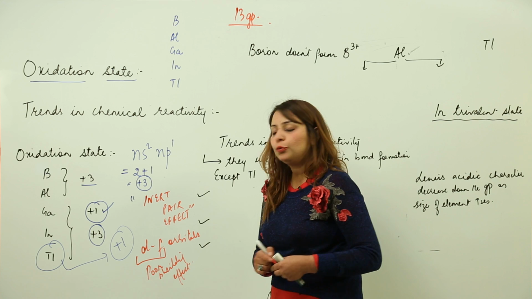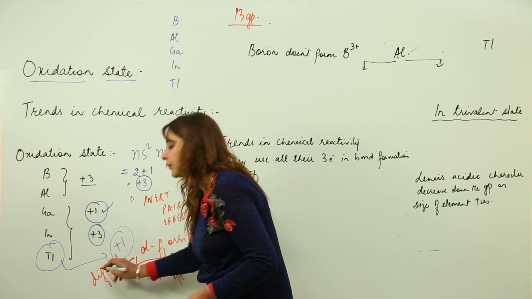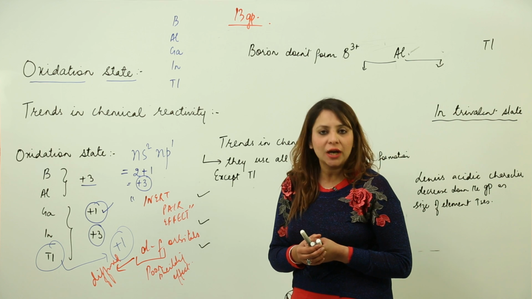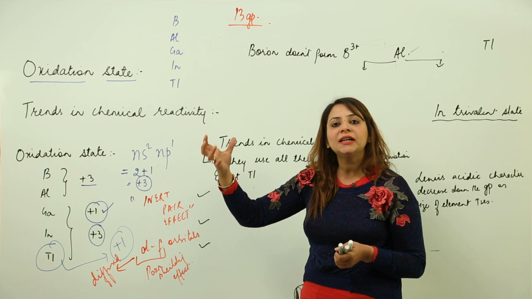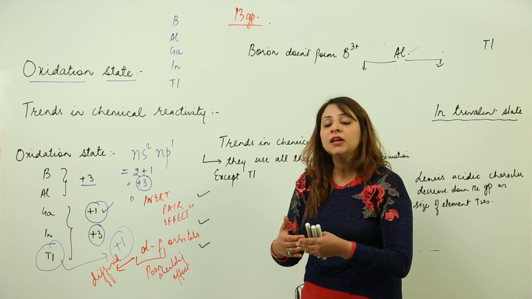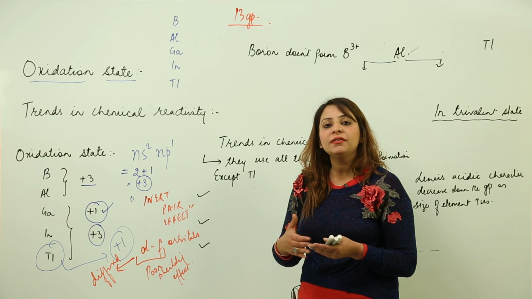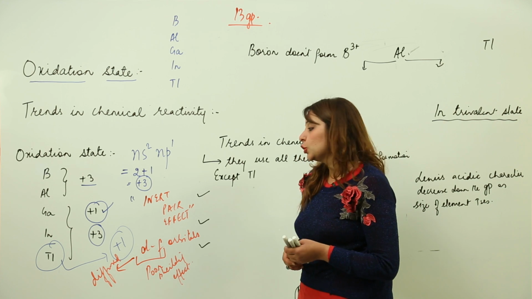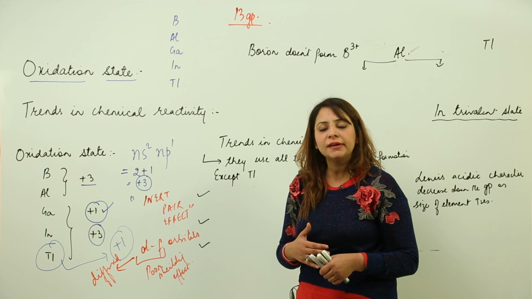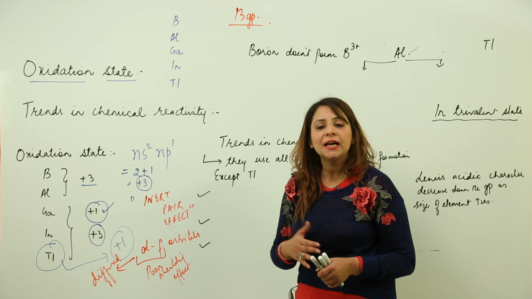And what is the reason that they show poor shielding effect? Because they are big in size, or you can say they have a diffuse shape. Their diffuse shape makes them show poor shielding effect, due to which the nuclear charge increases. That means the valence shell electrons are tightly held by the nucleus. As we move down, the number of electrons in d and f orbitals increases, so the poor shielding effect increases. So the nuclear charge becomes more and more as we move down, because the number of electrons in d and f is increasing.